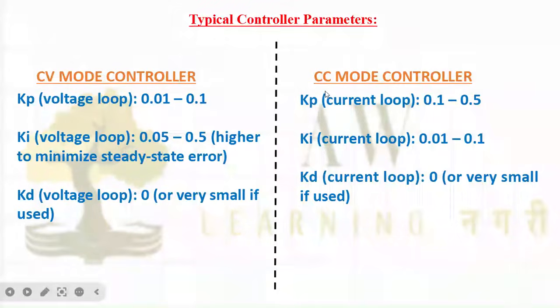Okay, then for constant current mode controller, what is my kp current loop? I will generally prefer this value to be higher, from 0.1 to 0.5. What is the ki value I preferred? I will prefer the ki value to be less, 0.01 to 0.1. So this is my thumb rule to tune the controller. You can use some different thumb rule as well, but if you are following me, you can use this.